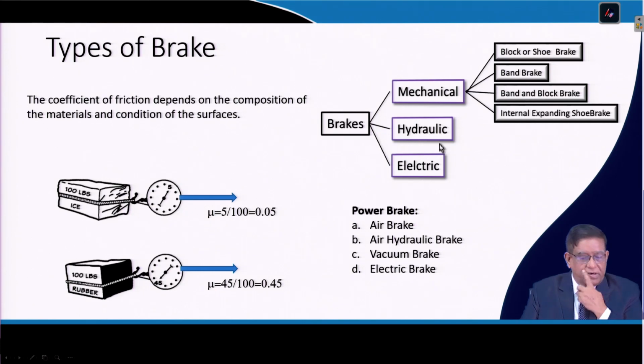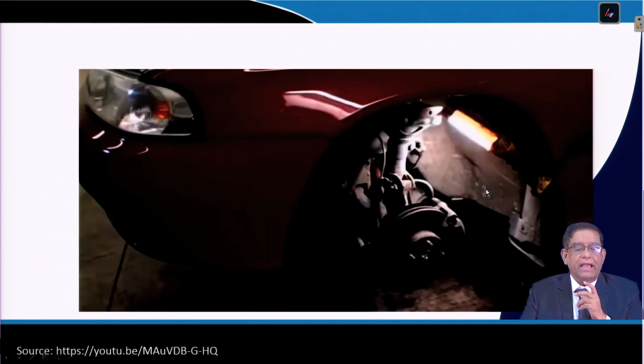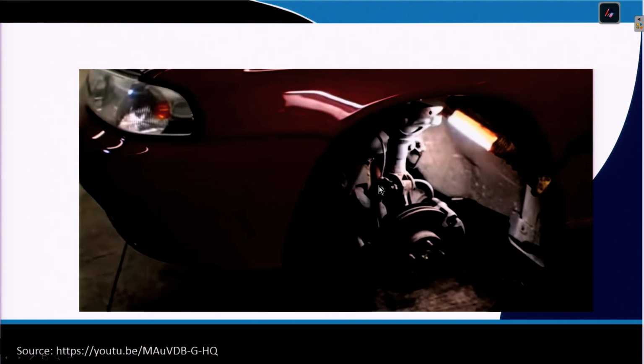Power brakes can be hydraulic, air brake, air hydraulic brake, vacuum brake or electric brake. Mostly the mechanical brakes used here are the block and shoe brake, band brakes, band and block brakes, and also internal expansion type brakes. These types of brakes are very common, and you can see them in any car.